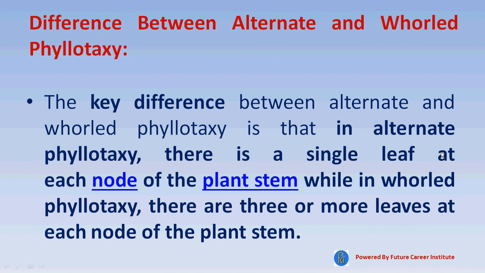Let us now take a look at the difference between alternate and whorled phyllotaxy. The key difference between alternate and whorled phyllotaxy is that in alternate phyllotaxy, there is a single leaf at each node of the plant stem, while in whorled phyllotaxy, there are 3 or more leaves at each node of the plant stem. So, in alternate phyllotaxy, only one leaf arises from one node. In whorled phyllotaxy, more than two leaves arise from one node.